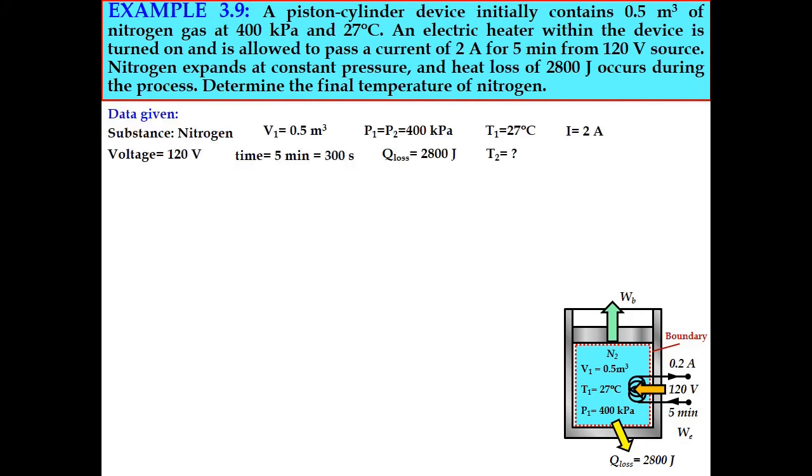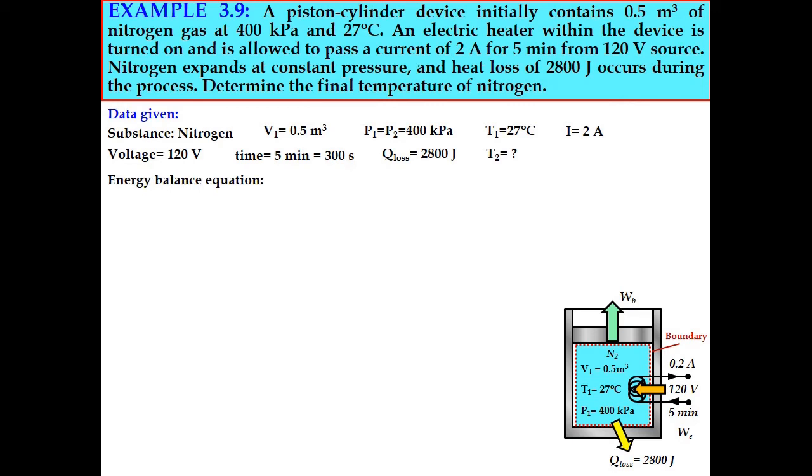Now, in terms of data given, the substance is nitrogen, V1 equal to 0.5 meter cubed, P1 equal to P2 equal to 400 kilopascal because the process is constant pressure, T1 equal to 27 degrees Celsius, I equal to 2 ampere, voltage 120 volt, time running for the heater is 5 minutes, which is also 300 seconds, and Q loss equal to 2800 joule. Now we need to determine the temperature T2.